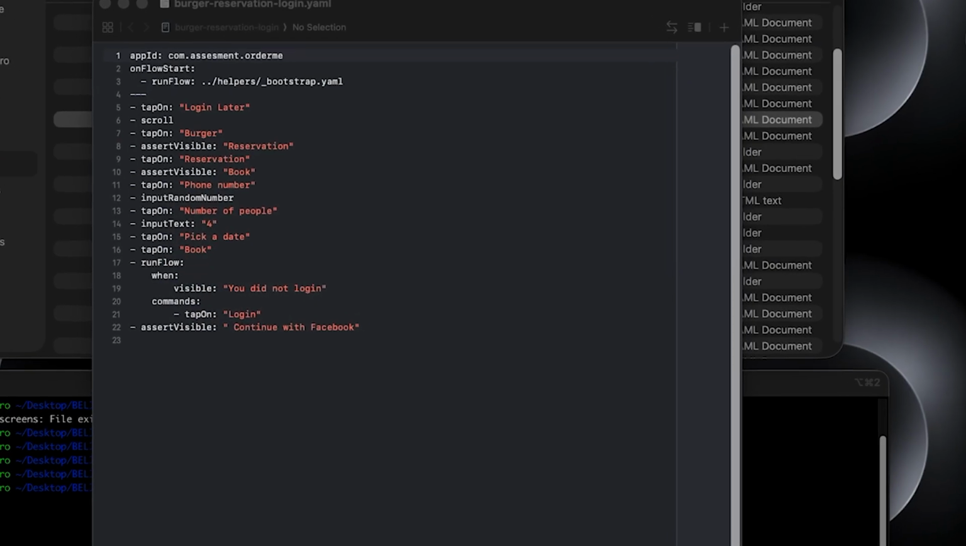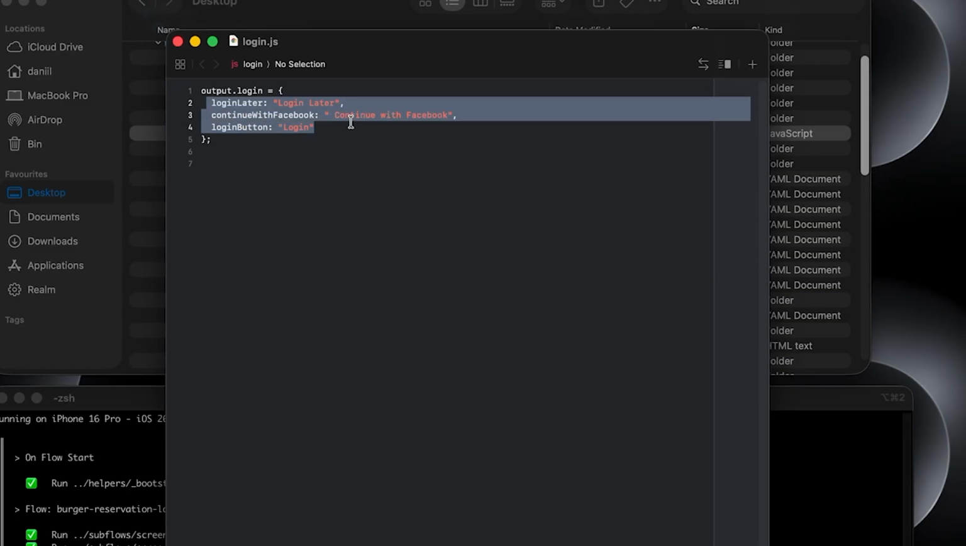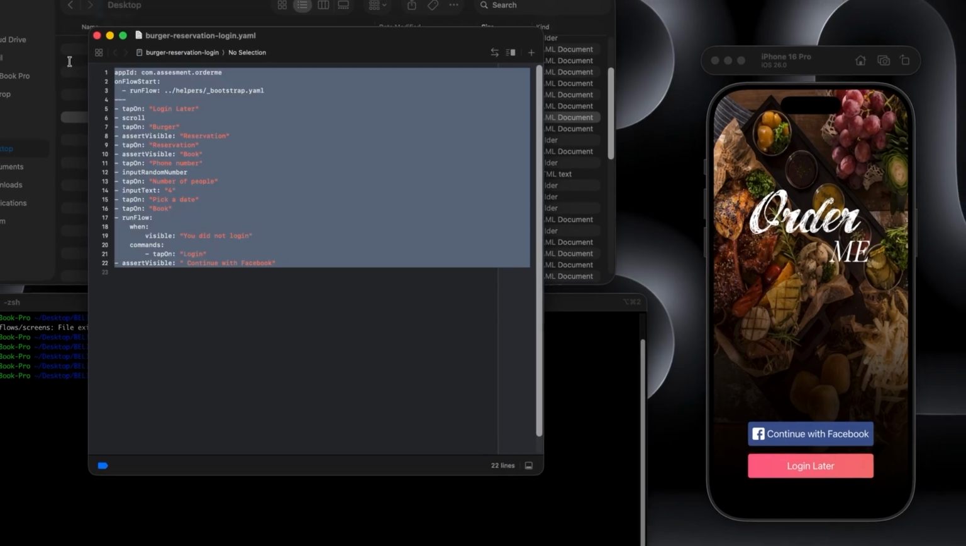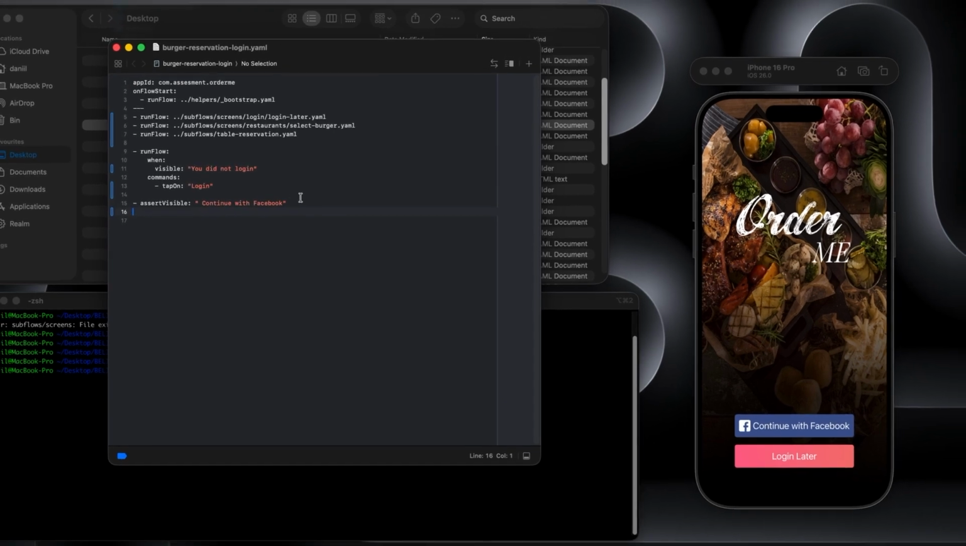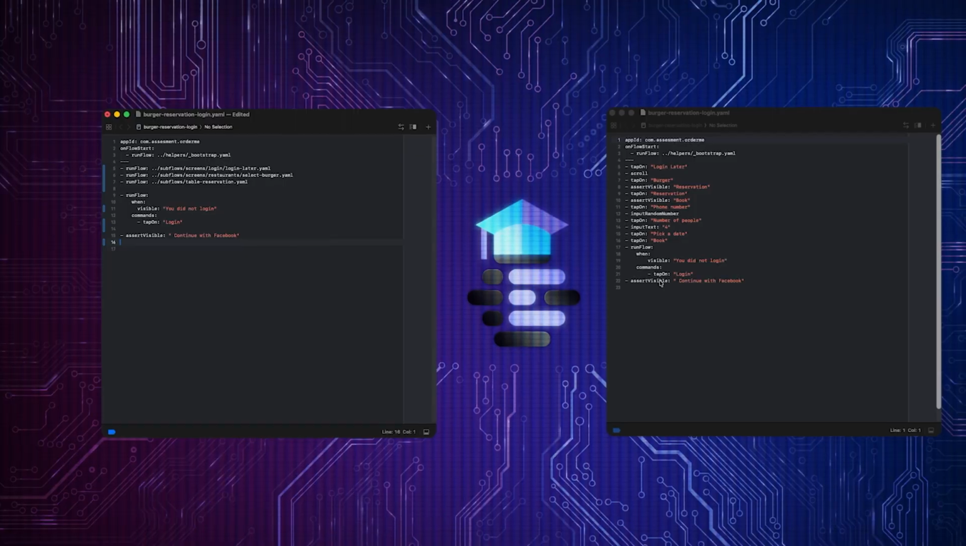First, we show you the practical approach. Pure YAML, reusable subflows, modular screen actions. Your tests stop looking like low-level scripts and start reading like real business scenarios: shorter, cleaner, maintainable.